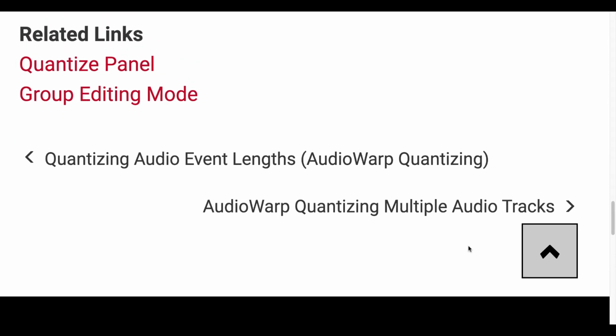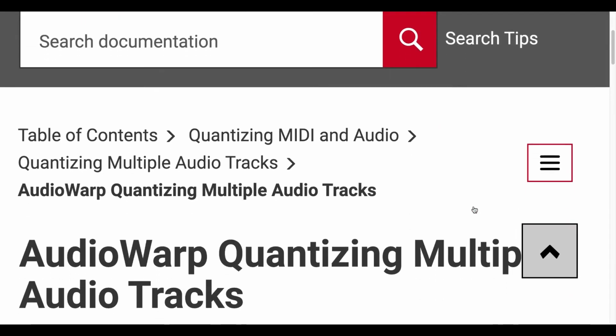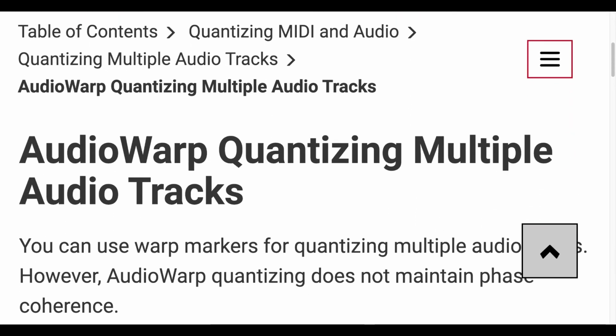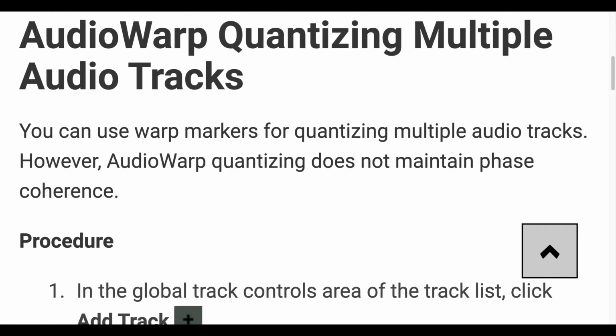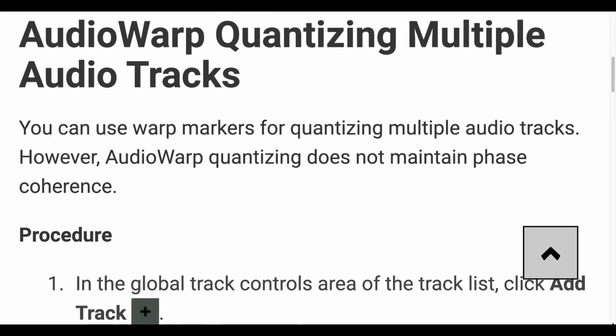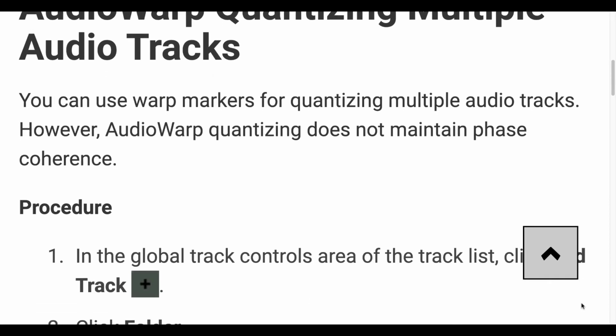Quantizing audio event lengths, audio warp quantizing. Audio warp quantizing multiple audio tracks. You can use warp markers for quantizing multiple audio tracks. However, audio warp quantizing does not maintain phase coherence.